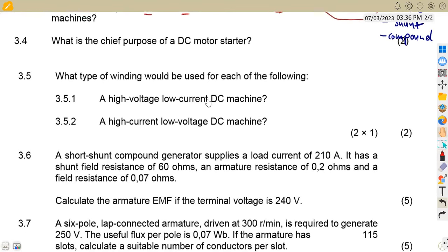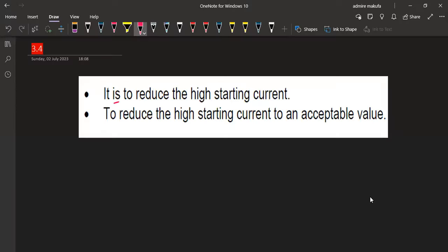3.4, what is the chief purpose of a DC motor starter? When they are saying chief purpose, that is the major purpose. What is it that we are going to use it for? A DC motor starter can be used to reduce the high starting currents.